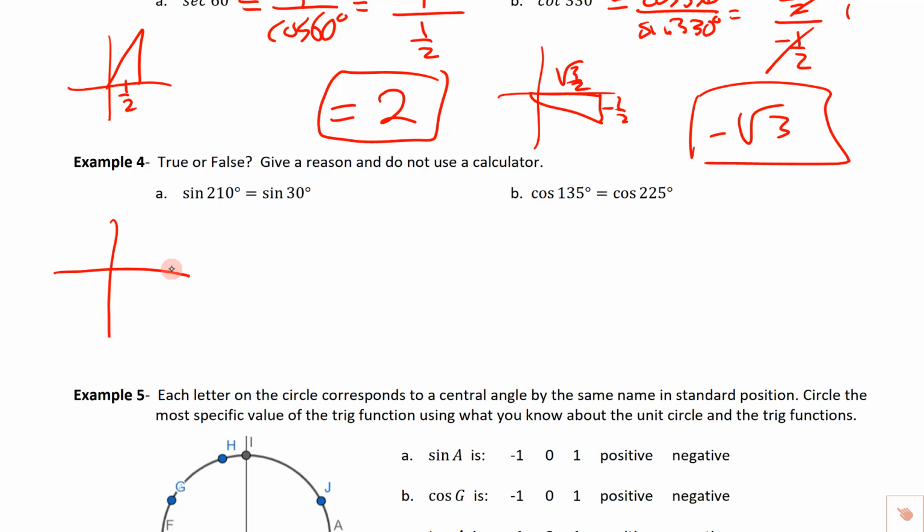Zach, what do you think? One of them's positive, one of them's negative. Very good. Over here, the sine of 30 degrees would be 1/2. The sine of 210 would be negative 1/2. So they have the same value, but different signs. So the answer on this one is false. Those are not equal to each other.